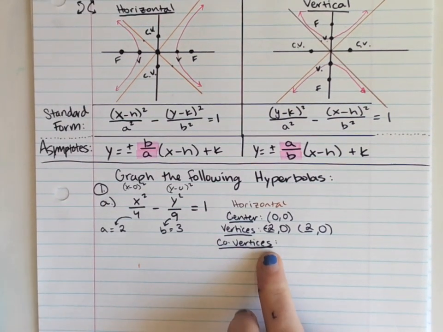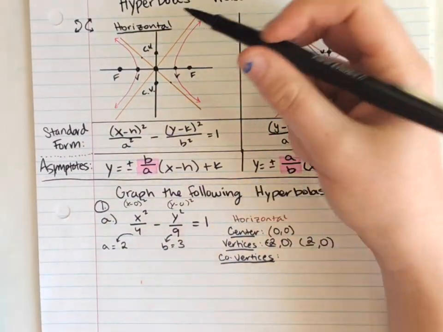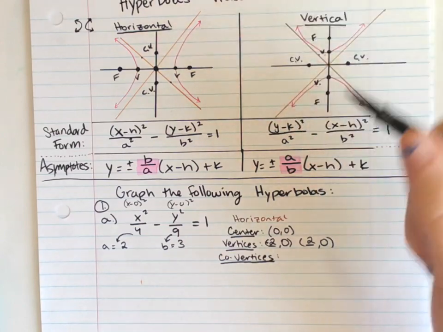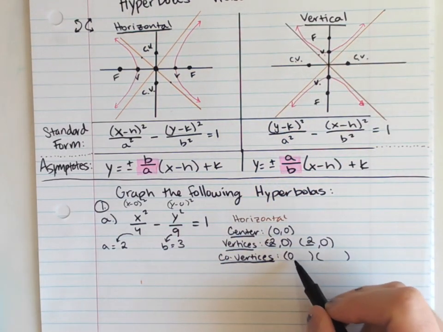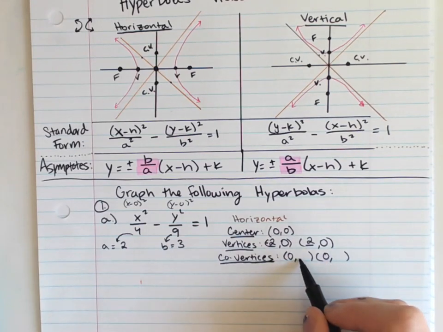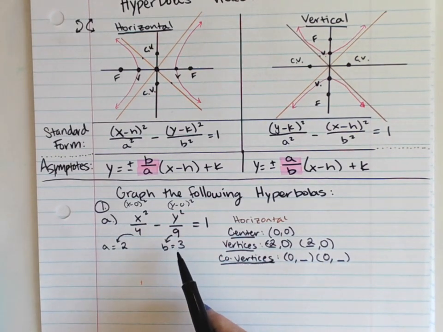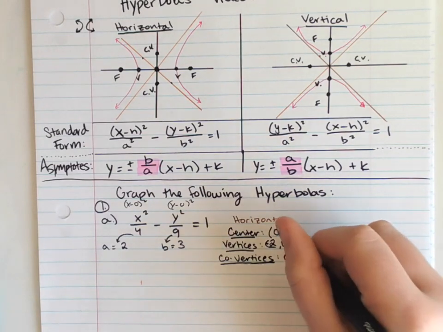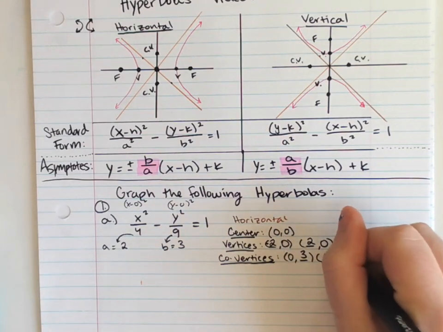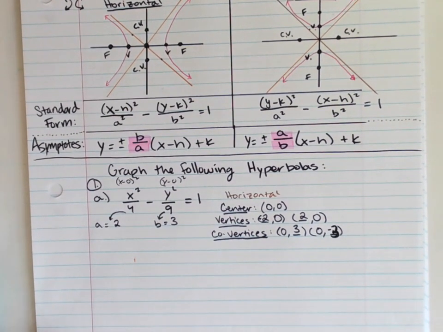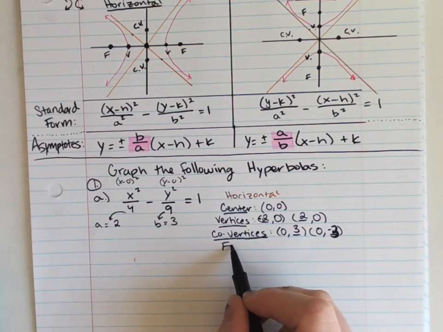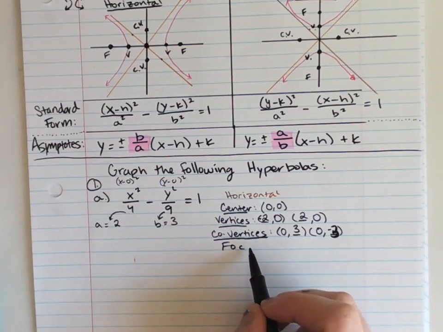Then we'll do the same thing with co-vertices. Since co-vertices are now having a vertical change, we're going to keep the x value from our center and we're going to change the y value by a unit of 3. So it's going to go up 3 and down 3. It's supposed to be a 3. Alright, now let's do foci, or the focuses.